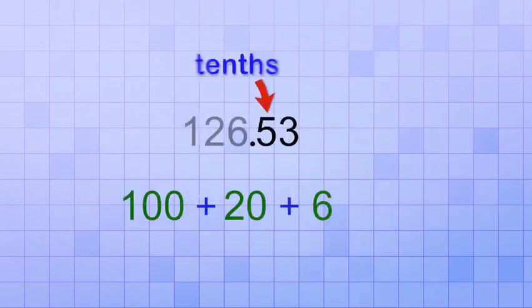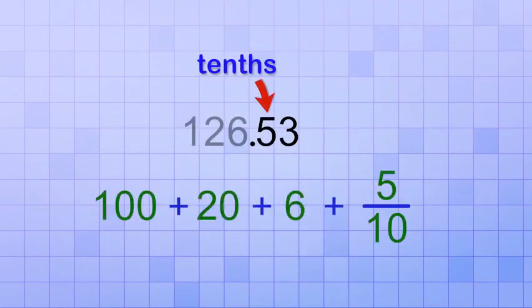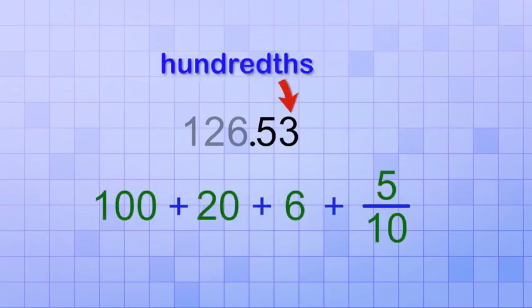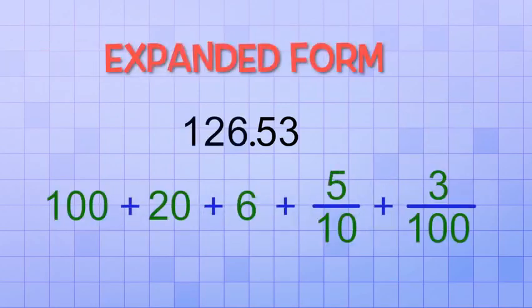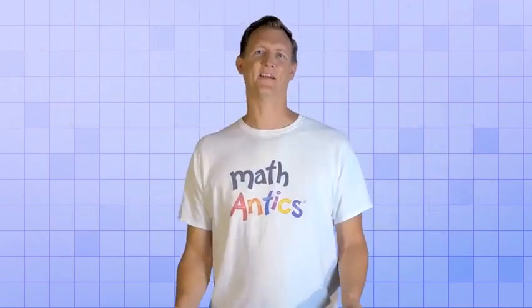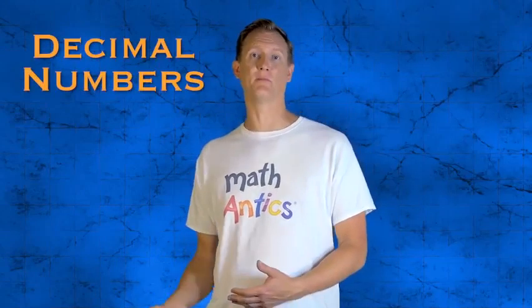Since there's a 5 in the tenths place, that stands for 5/10. So we need to add the fraction 5 over 10 to our expanded form. But we also have the digit 3 in the hundredths place, which stands for 3/100. So we also need to add the fraction 3 over 100 to our expanded form. All right, so that's a basic intro to decimal number places.